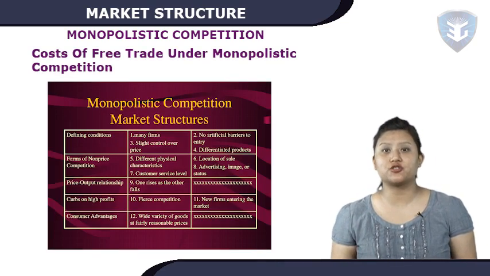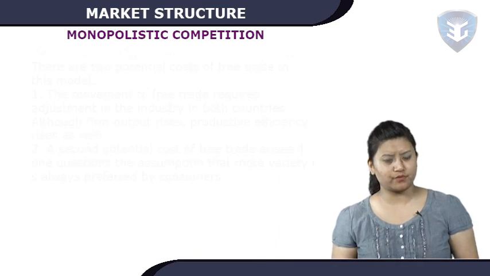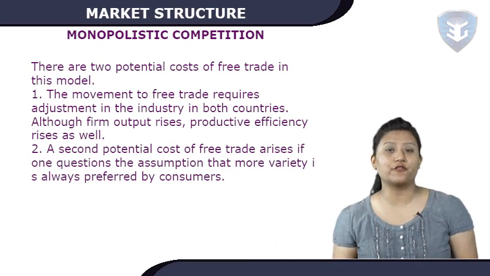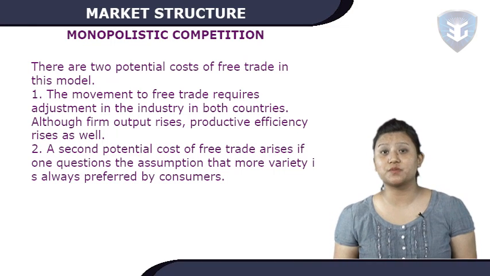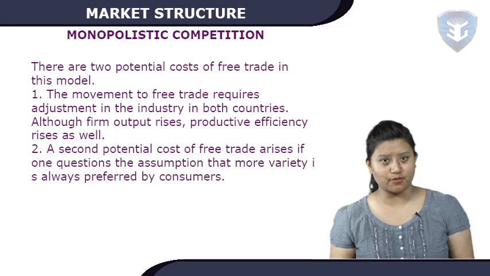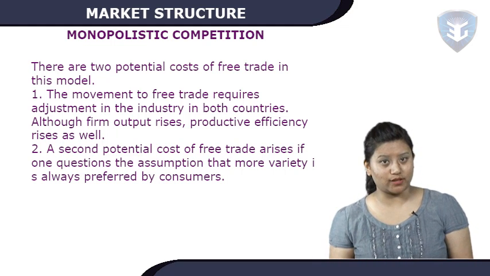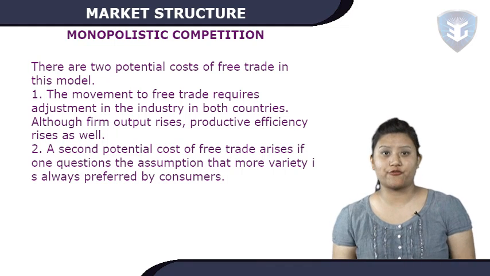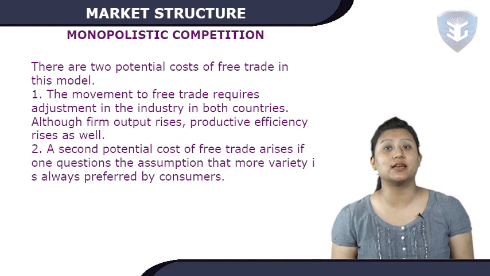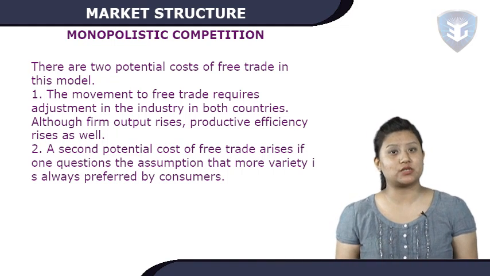Now, the cost of free trade under monopolistic competition. There are two potential costs of free trade in this model. The movement to free trade requires adjustment in the industry in both countries. Although firm output rises, productive efficiency rises as well. A second potential cost of free trade arises if one questions the assumption that more variety is always preferred by consumers.